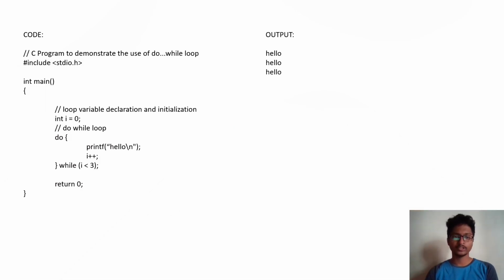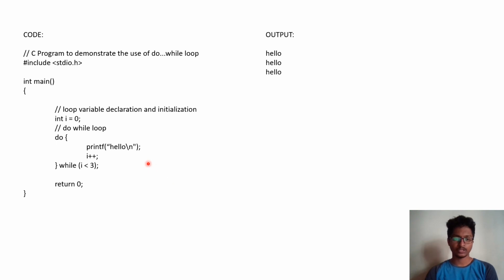So this is a simple C program to demonstrate the use of do-while loop. First, include stdio.h and int main, which is the basic structure of the C program. Then the variable i is declared and initialized to 0. Then the do statement begins. Here is the body of the loop, which includes a print statement and incrementation of i. Then the do statement is closed and the while statement begins and the condition is checked. Then return 0 and the brackets are closed.